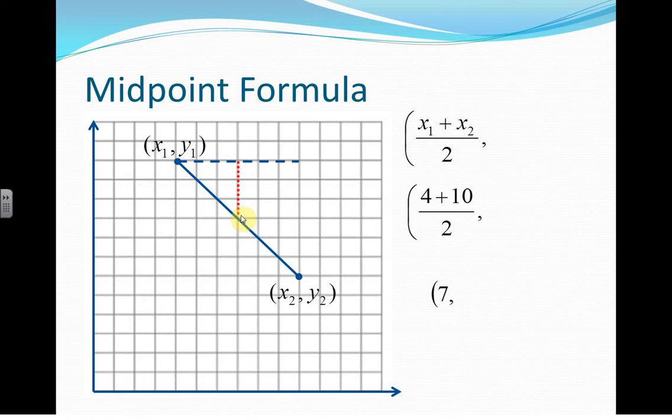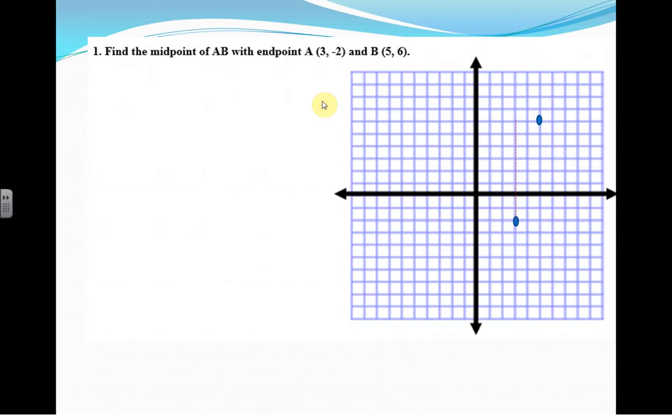And then same thing with the y. I can count vertically, and I can do y plus y divided by 2. Now again, you don't have these numbers, that's okay, I'm just showing you how it works. This is what you should be writing down in your midpoint formula. So now let's see an example.